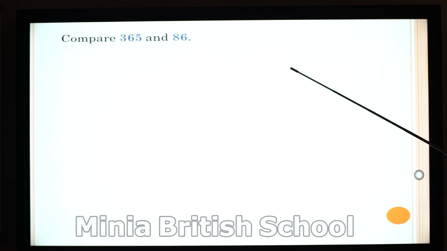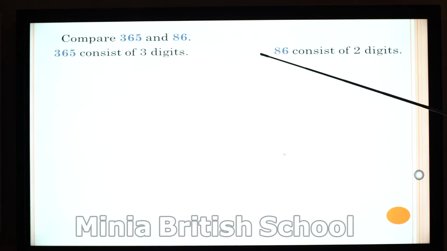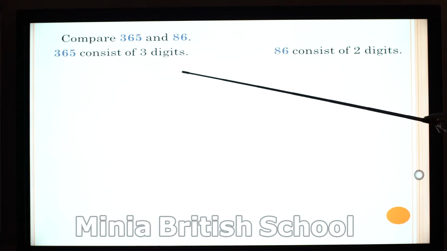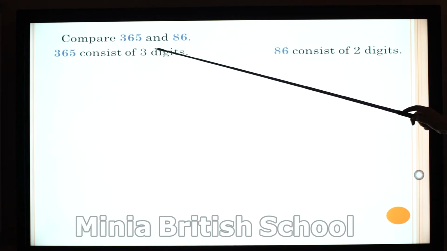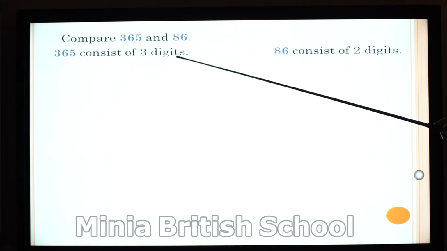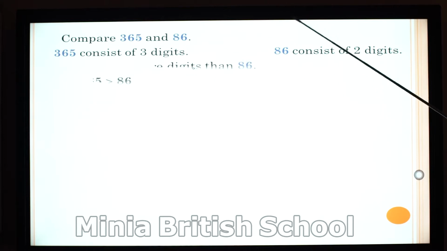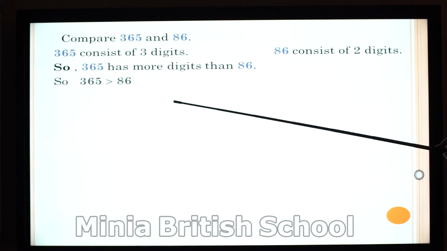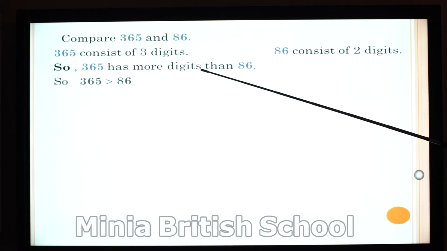Compare 365 and 86. First, you have to count how many digits in each number. The first number here is 1, 2, 3 digits. The second one is 1, 2. So 365 consists of 3 digits, but 86 consists of 2 digits. So 365 has more digits than 86. So 365 is greater than 86.